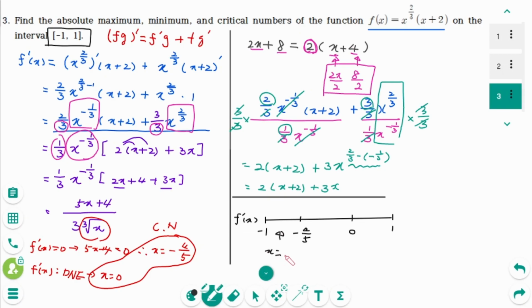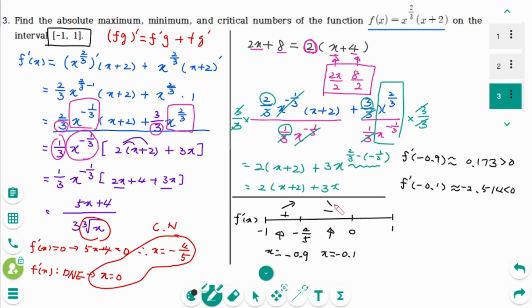When the testing number is minus 0.9, f prime of minus 0.9 is rounded to 0.173, which is positive. When the testing number is minus 0.1, f prime of minus 0.1 is rounded to minus 2.514, which is negative. When the testing number is 0.1, f prime of 0.1 is rounded to 3.232, which is positive.